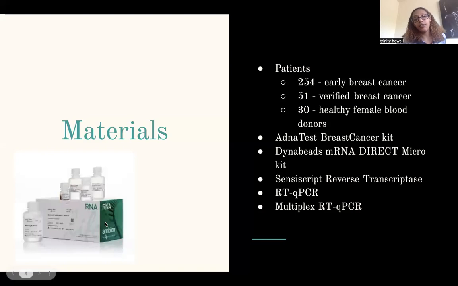So the materials would be obviously patients for the study. So 254 patients were enrolled in the study for early breast cancer, 51 patients for verified breast cancer or metastatic breast cancer, and 30 healthy female blood donors were used as a control. The ADNA-test breast cancer kit, the Dynabeads mRNA direct microkit, isolates mRNA from lysed cells. The SensaScript reverse transcriptase uses reverse transcription because of the high sensitivity, and then the multiplex RT-qPCR.